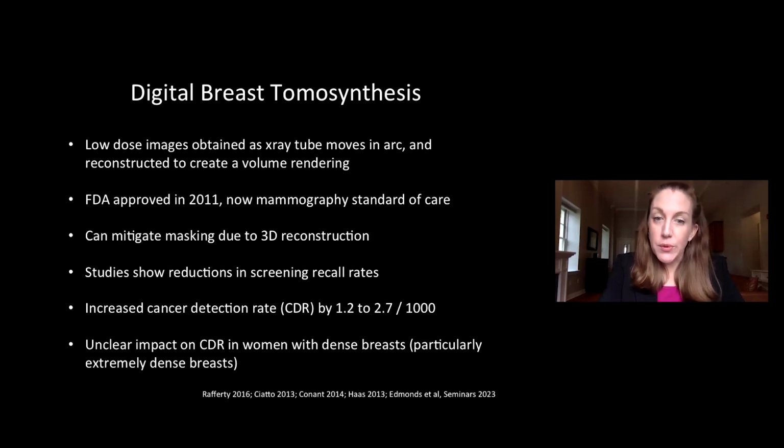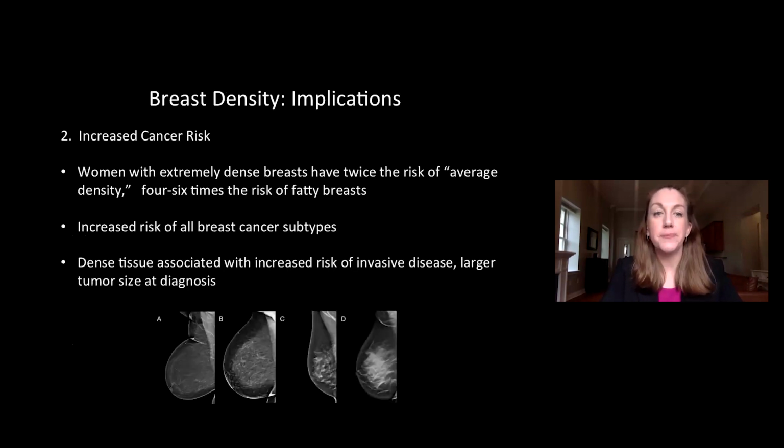Notably, studies to date show reductions in screening recall rates. That means we have to recall fewer women from their screening mammograms to evaluate abnormalities that simply turn out to be areas of dense tissue. There's also a little bit of an increased cancer detection rate. Tomosynthesis helps us find 1 to 3 additional cancers over the standard 4 to 6 cancers per 1,000 found with screening mammography. Unfortunately, though, it remains unclear what the impact on cancer detection rate is in women with dense breasts from tomosynthesis, particularly among women with extremely dense breasts.